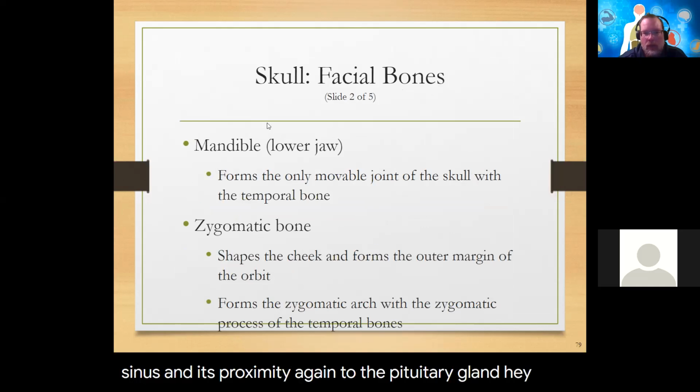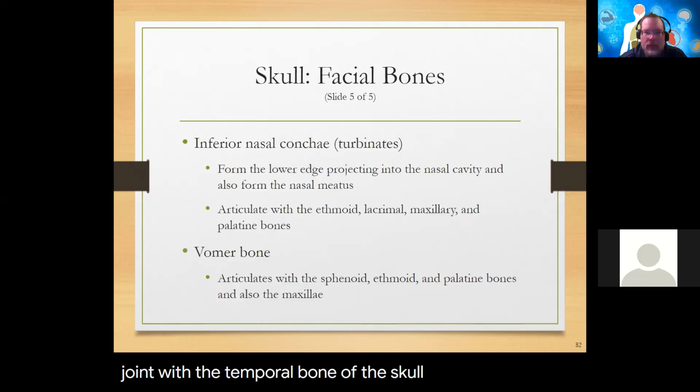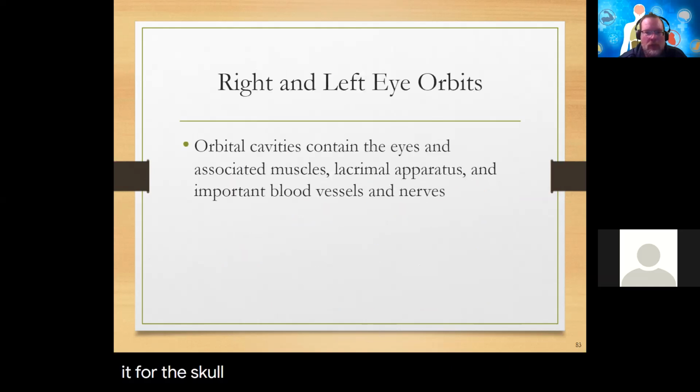Okay. Well, I didn't have an image or illustration of it, but we talked about it a little bit. The mandible, that's your actual jaw, the lower jaw. And again, that forms the movable joint with the temporal bone of the skull. That's pretty much it for the skull bones.